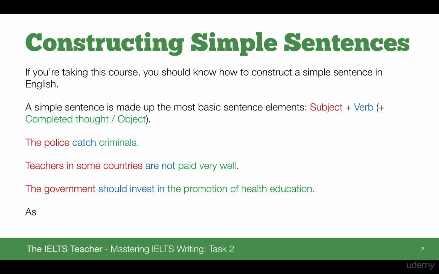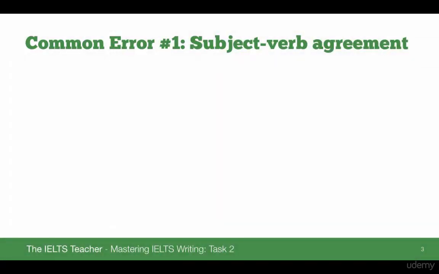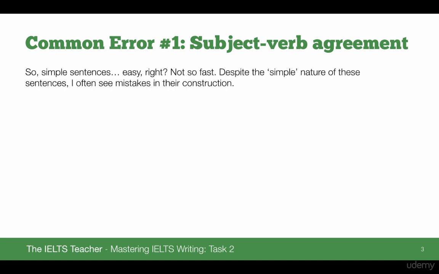As you can see, we are using other words as well as the standard typical pronoun, verb and object. We're using modal verbs, we're using prepositions, we're using articles, but these can all be part of a simple sentence. So let's focus on the common errors that are made in these types of sentences and in more complicated sentence types. Because although simple sentences may seem easy, I often see mistakes in their construction.